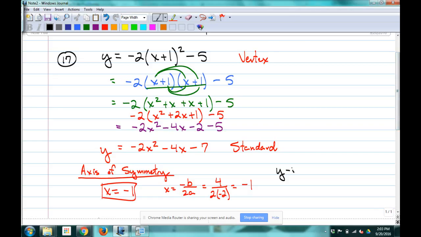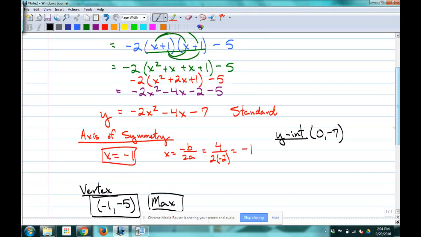Okay. 0, -7. Plug a 0 in for x. 0 times -2, 0. 4 times 0, 0. 0 minus 7 is -7. That's the y-intercept. From standard form, it's always going to be c, whatever c is. From vertex form, you can plug in a 0 for x and work it out, and it's still going to get you the same answer. Okay.